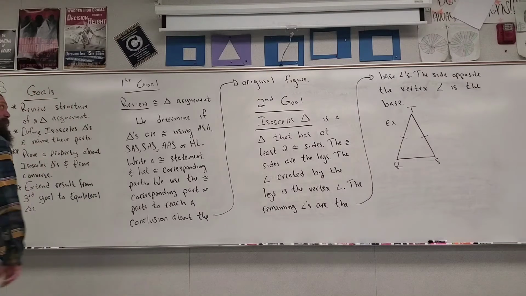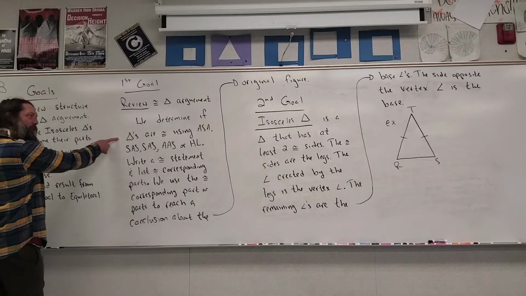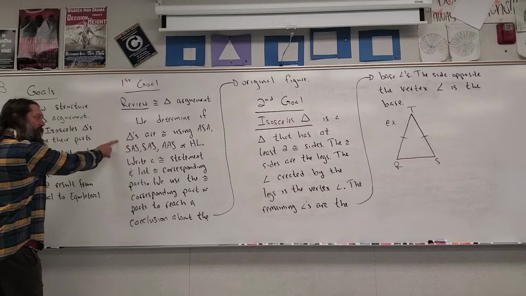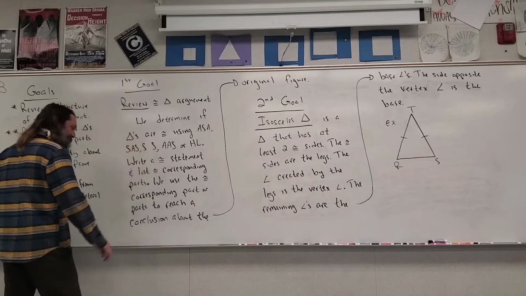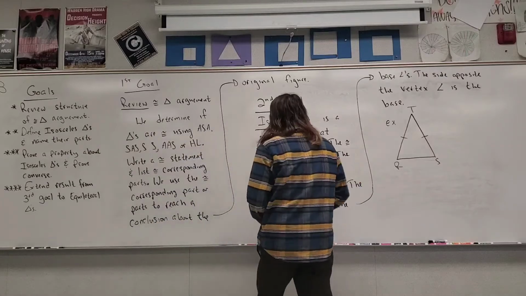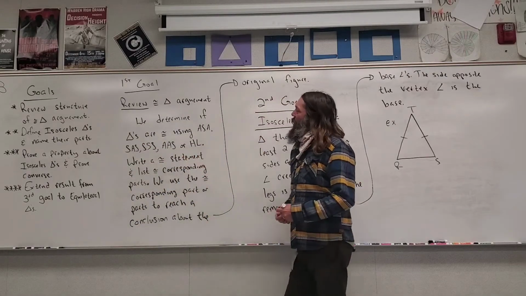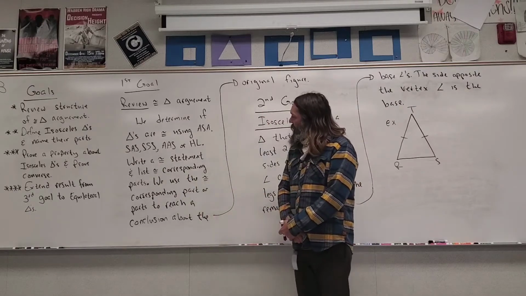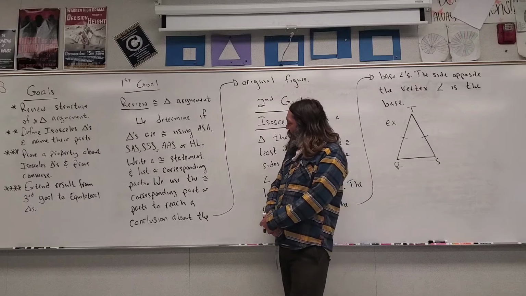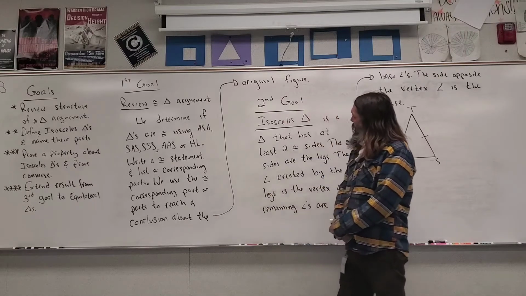Our first goal is to review the congruent triangle argument. We determine if triangles are congruent using angle, side, angle, side, side, side. Let me fix this right now. Side, side, side. Angle, angle, side, or hypotenuse leg. We write a congruent statement and list the congruent corresponding parts. We use a congruent corresponding part or parts to reach a conclusion about the original figure.